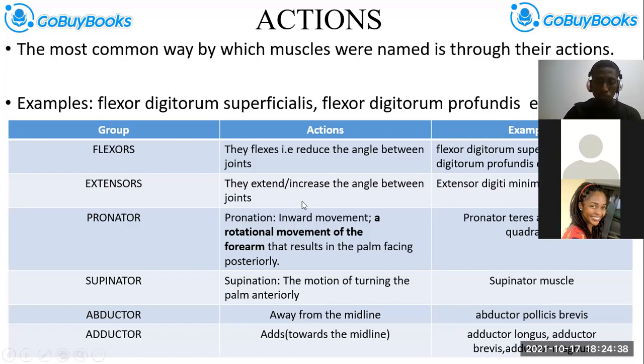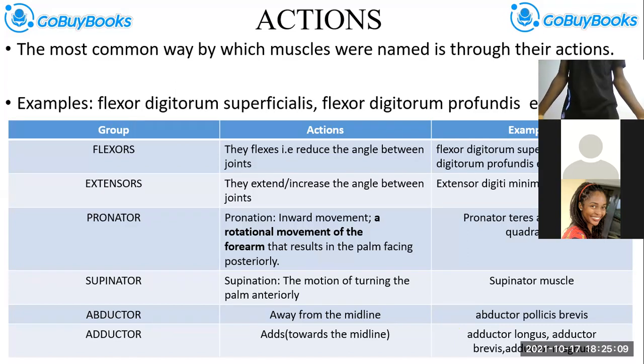Another one is the pronator. Examples of muscles named based on their actions are the pronator teres and pronator quadratus. I'll explain pronation now. Pronation, in simple English, without confusing yourself, is just an inward movement of your forearm like this. You can see it's coming.